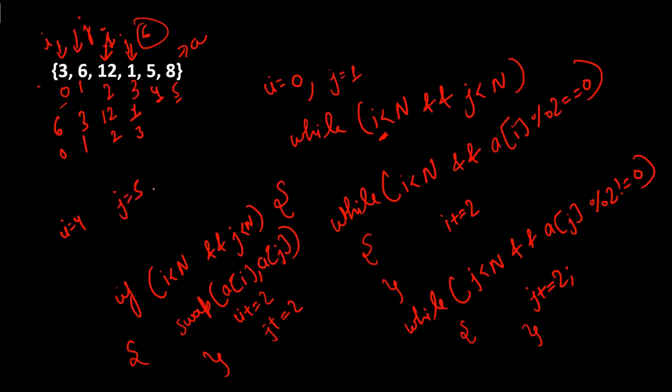So again we're going to do swapping for a of 4 and a of 5, right? So 8 will come here, and here will be 5. So 6 3 12 1 8 5, okay. And now the i value will be what? 6, and the j value will be what? 7. So the condition will become false, right? So this is the arrangement that we have got: 6 3 12 1 8 5.